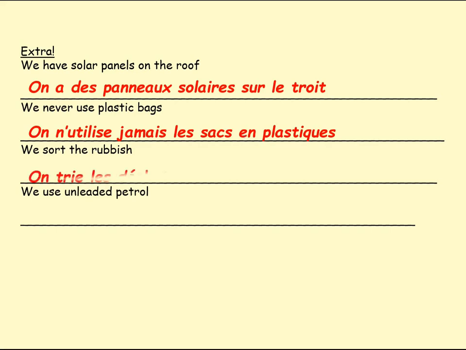So trier is to sort, so it's either on trie or nous trions, ONS instead of E, les déchets. And on utilise again, same verb as there, or nous utilisons. L'essence sans plomb is literally petrol without lead, unleaded petrol.